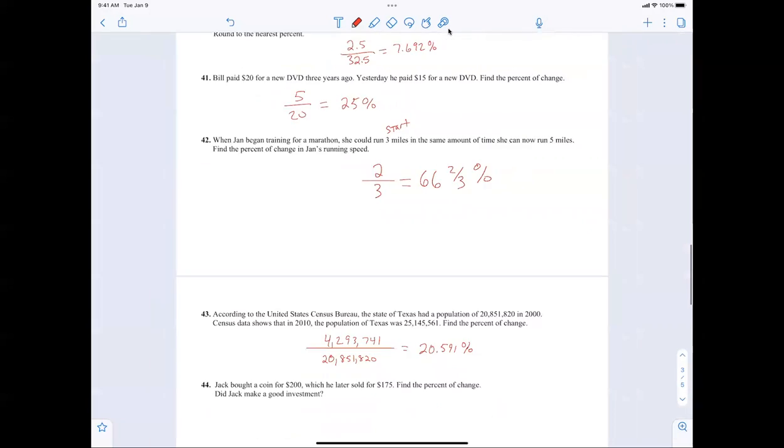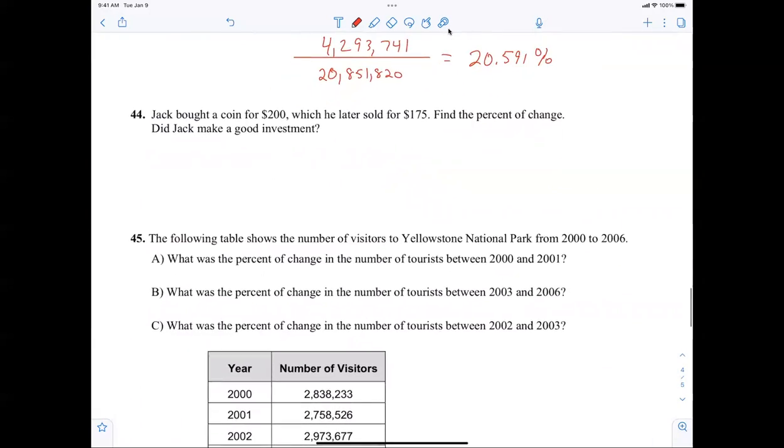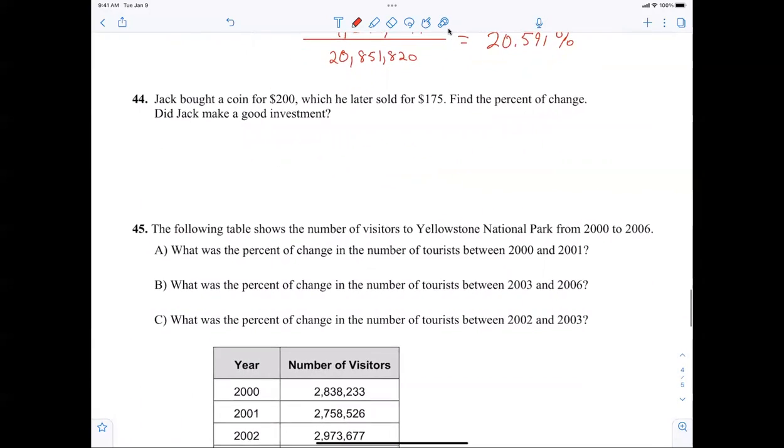Okay, Evelyn, go. You've got 25 over 200. That's it, 25 over 200. 12.5. Yes, 12.5%.